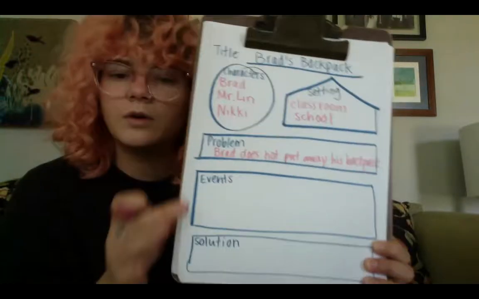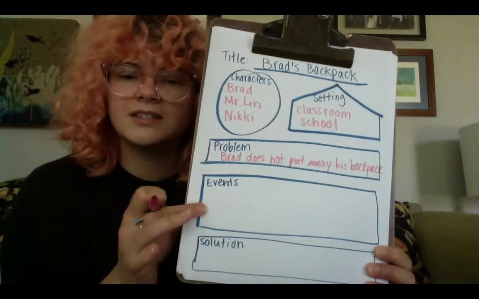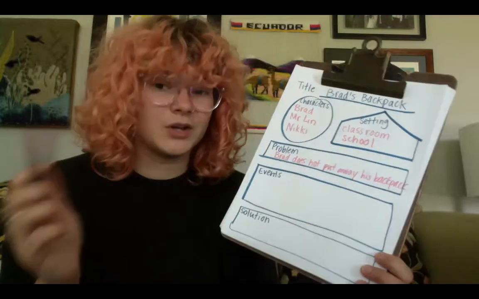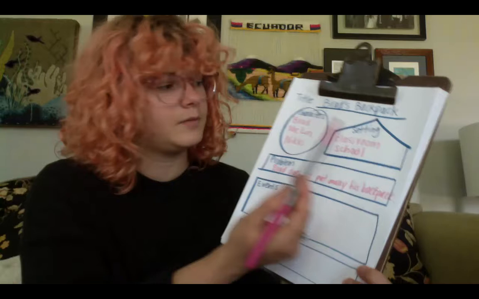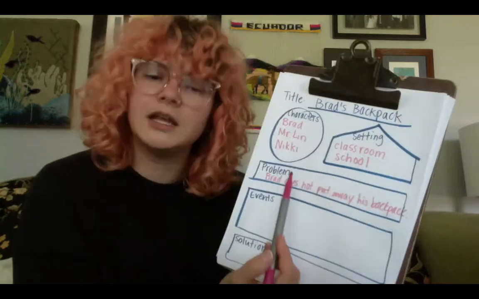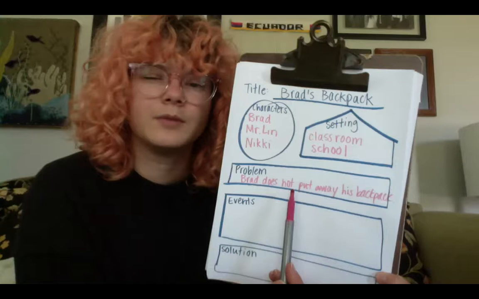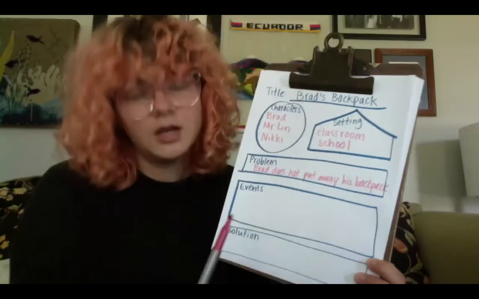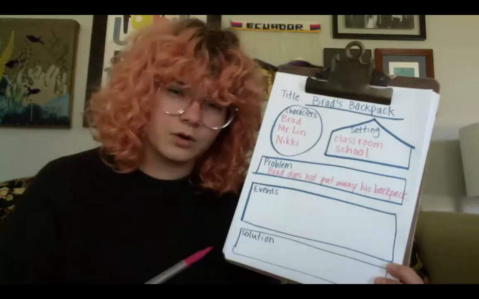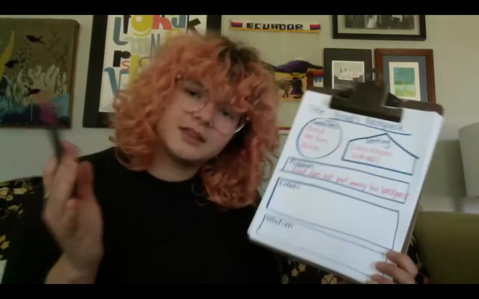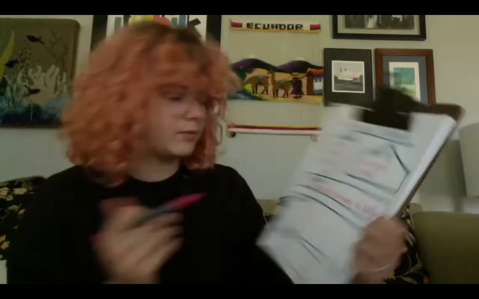Then what are some events that happen? What is sort of what happens? A lot of times we've talked about beginning, middle, and end of a story, right? In the beginning, we're introduced to the characters in the setting, and then we get a hint sort of what is the problem going to be. And so right at the beginning of the story, we found out that Brad does not put away his backpack. So then what happens in the middle of the story? What is sort of the action or the surprise or the silly thing that happened or the bad thing that happened because of the problem?